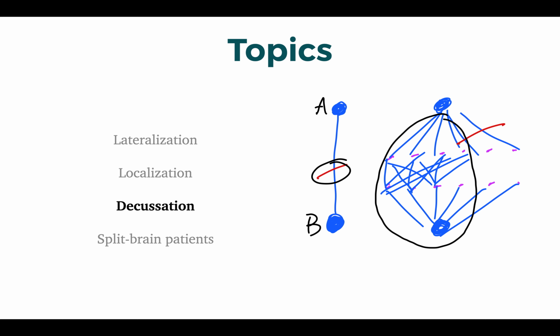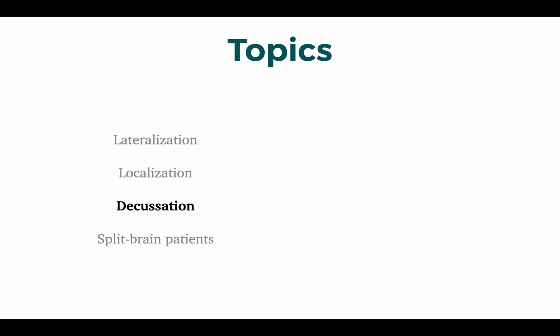And maybe this doesn't necessarily relate directly to decussation, but it does fit in with this idea that the nervous system and your brain is not about specific areas. It's about interconnected areas. Okay, so next video we're going to talk about split brain patients. Pretty interesting stuff. I will see you there.